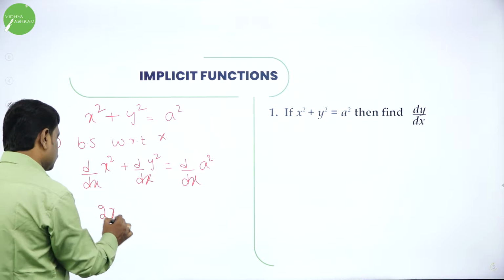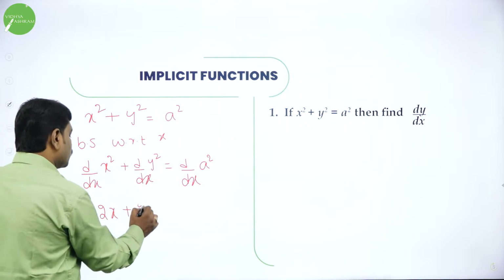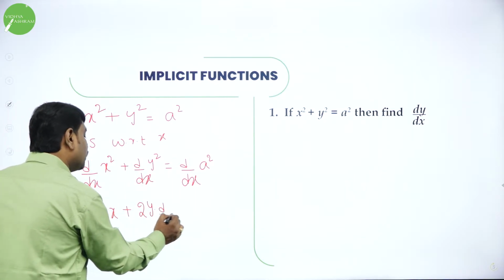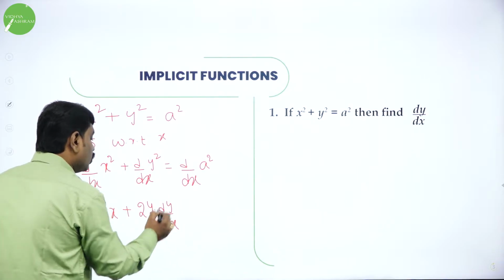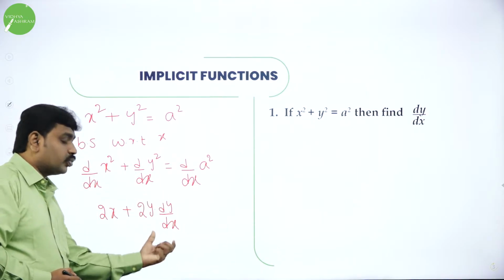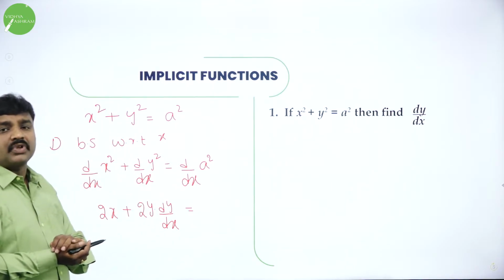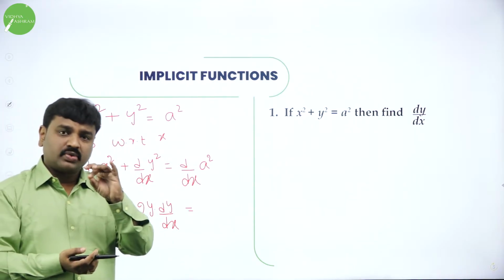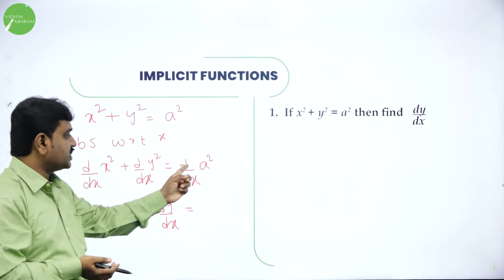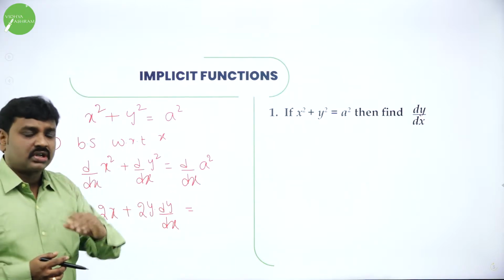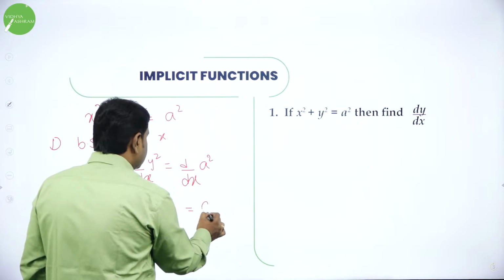2x. d by dx of x square is 2x, plus d by dx of y square is 2y into dy by dx. Don't forget to put dy by dx. This is equal to d by dx of a square. You know, all alphabets except x, y, t are constant, so a is constant, a square is also constant, and d by dx of a constant is 0.